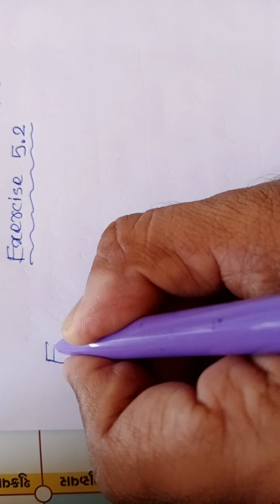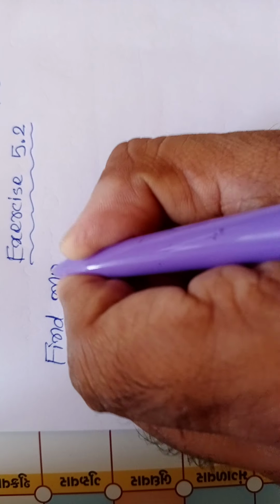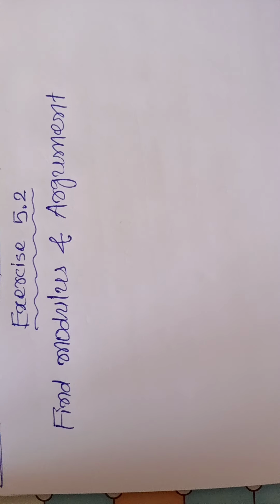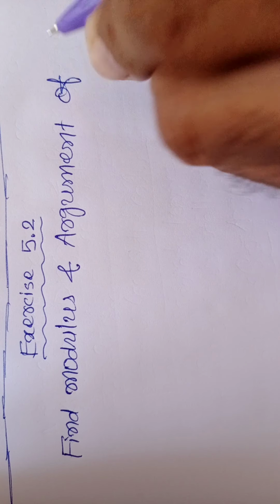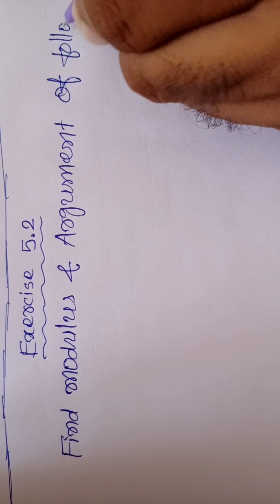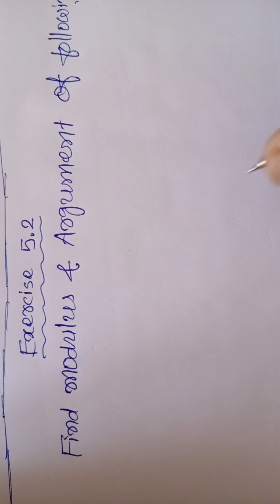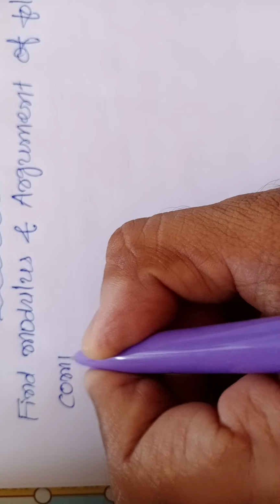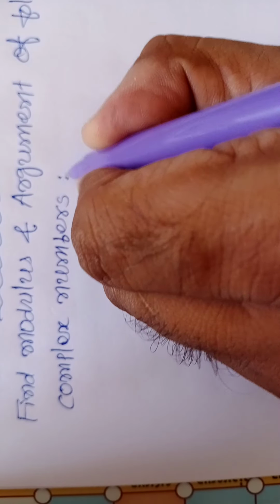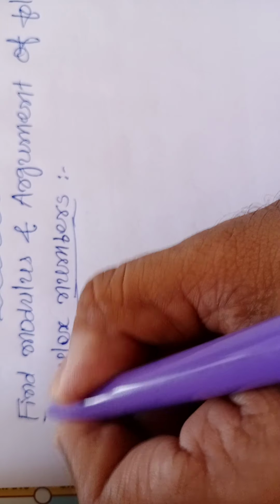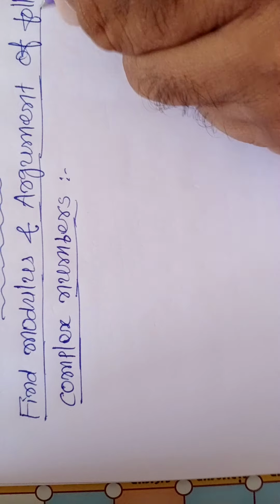Find modulus and argument. Actually, principal argument is the word. So find modulus and argument of the following complex numbers. This is the instruction. Let us start with the very first question.